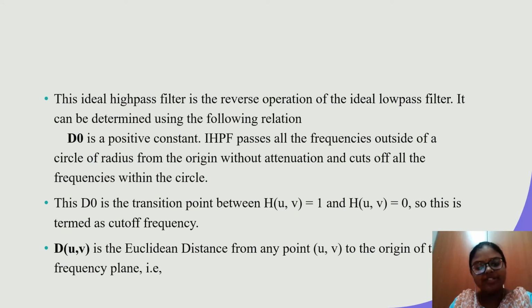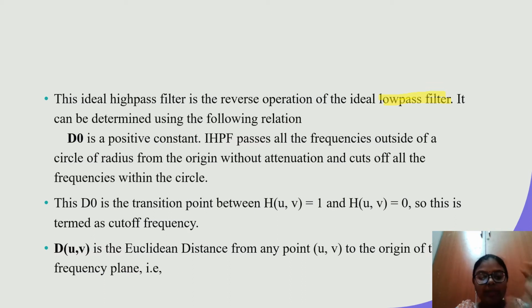Next, the ideal high pass filter is the reverse operation of the ideal low pass filter. It is the opposite of the low pass filter. It can be determined using the following relation. Now I have to say that we use D naught for this definition, a positive constant. IHPF means ideal high pass filter. It passes all the frequencies outside a circle of radius D naught.